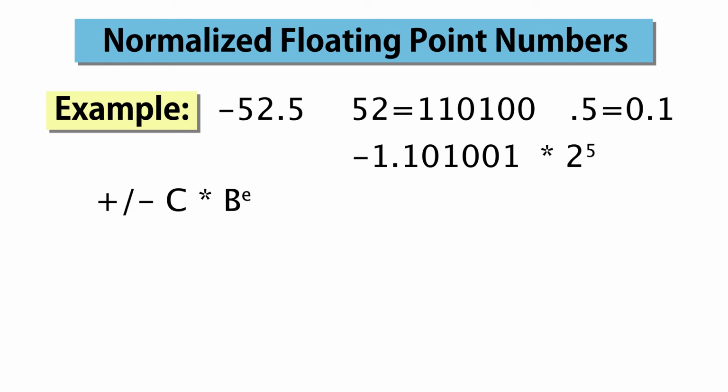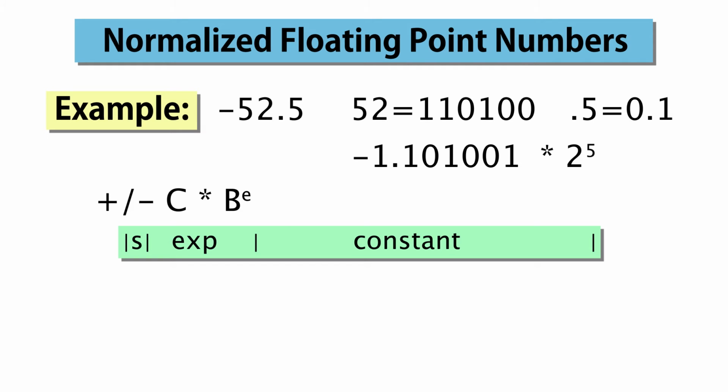We're now ready to encode this as a floating point number. To do that, we need to encode the sign, the constant, and the exponent. The base 2 is assumed. 32-bit floats have the following form. We allocate 1 bit for the sign, that's 0 for positive and 1 for negative. Since our example number is negative, we'll store a 1 in that position. We allocate 8 bits for the exponent and the remaining 23 bits for the constant.